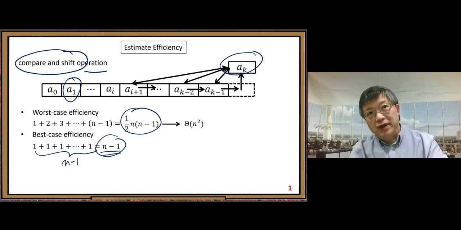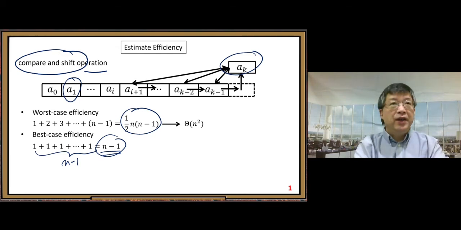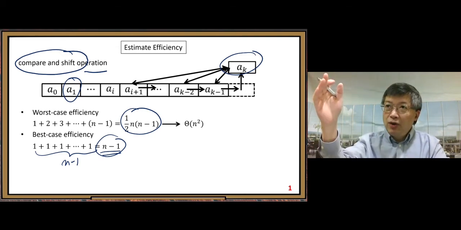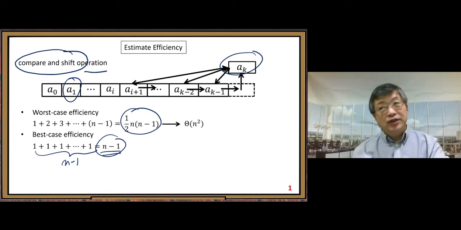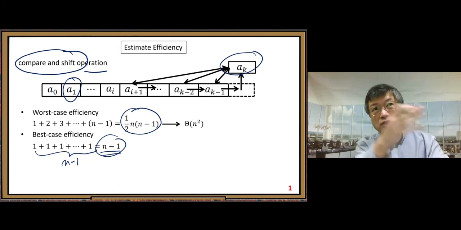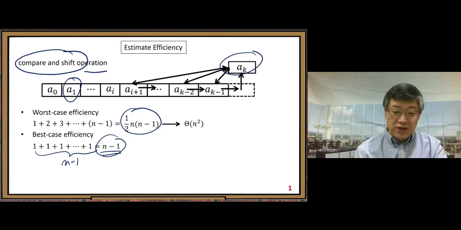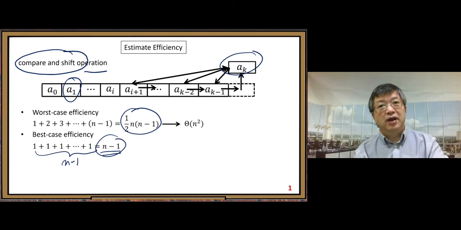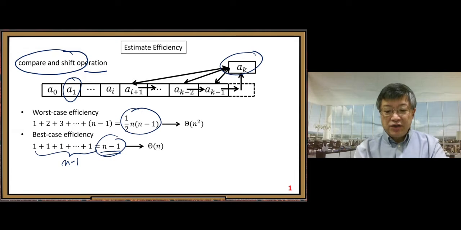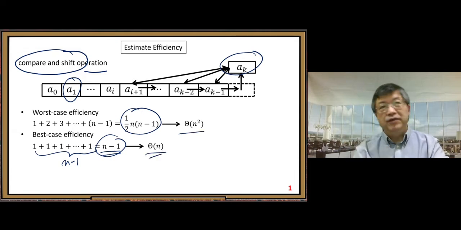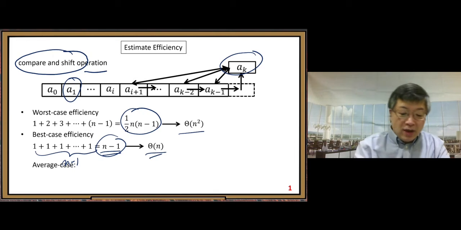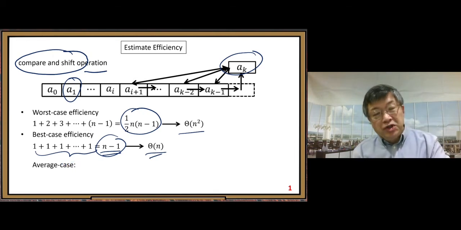Big difference. That's the property of insertion sort. If you look at selection sort and bubble sort, we don't have this property. For selection sort and bubble sort, the best case and worst case are the same. Here you can see the best case and worst case have a big difference. If we use asymptotic notation, we have this expression.